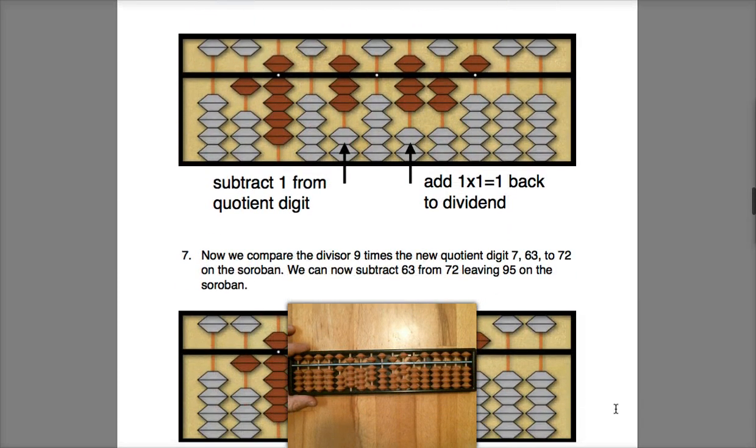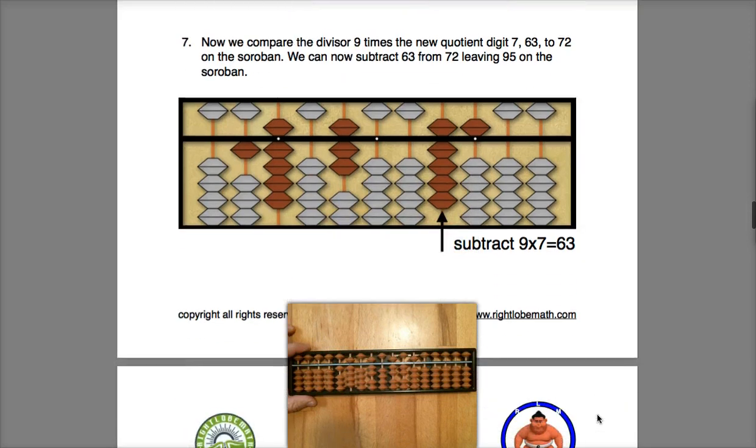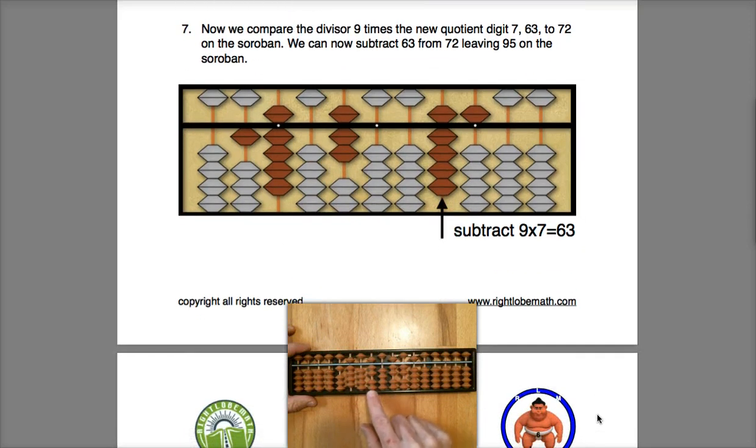So I'm going to go ahead and repeat the process by taking 1 away, and I'll add back my divisor 1 times 1, which is 1. Now I'll have 72 on the Soroban. Okay, so now we're going to compare 9 times 7, which is 63, with the 72 that I have on the Soroban, and sure enough, I can go ahead and subtract the 63, and that'll leave me with 95 as a remainder on the dividend.